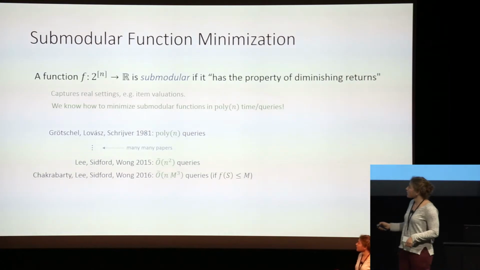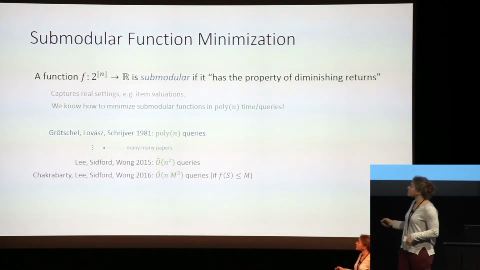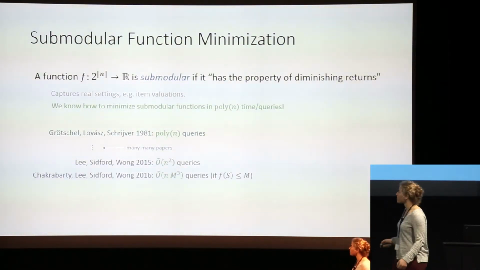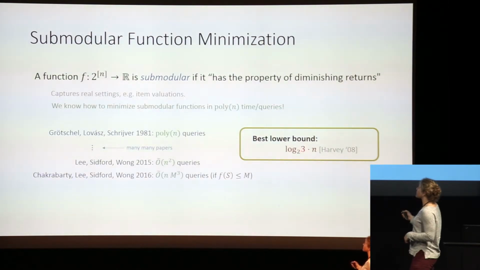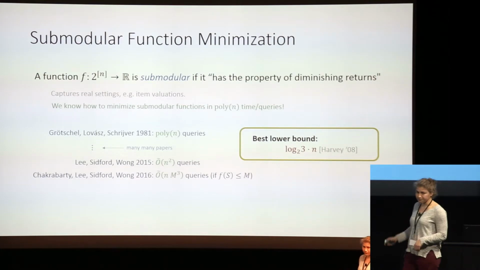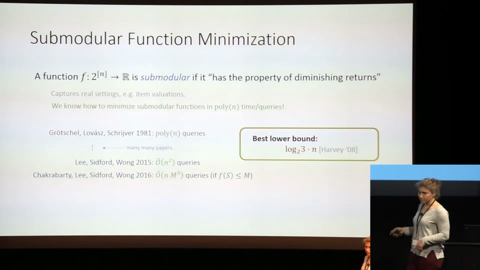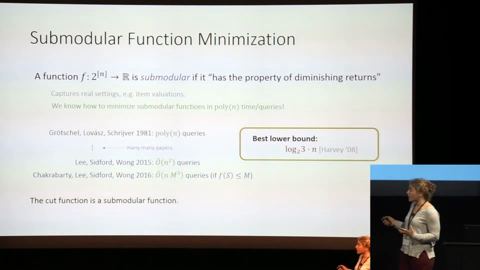But the current best record is roughly n squared queries to the oracle. Or if I'm willing to assume that the function is bounded, I can do n M cubed when the upper bound on the function value is M. All right. On the other hand, our best lower bound is only linear. So there's a specific constant out here, and then n. This is due to Harvey. And this is actually a pretty big gap, right, between n squared and n. And so the motivation of this work initially was to try and close this gap.